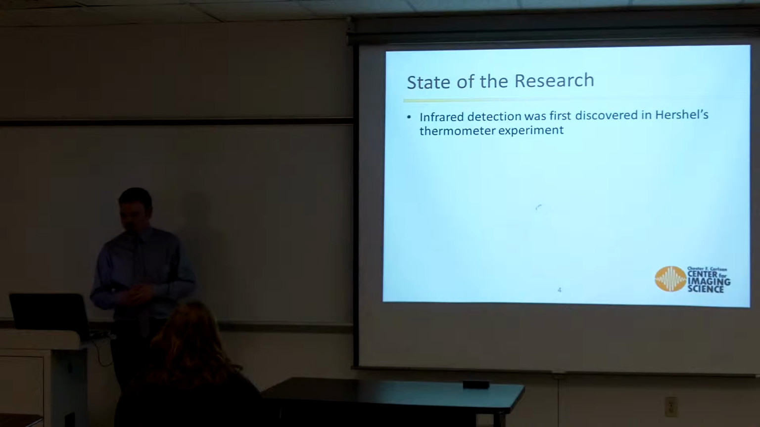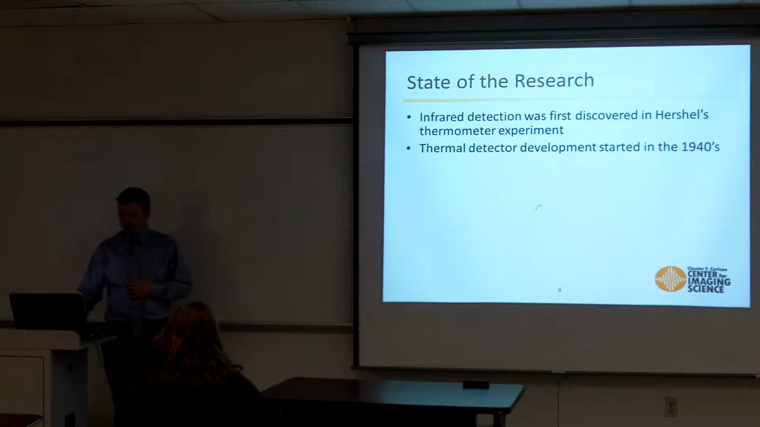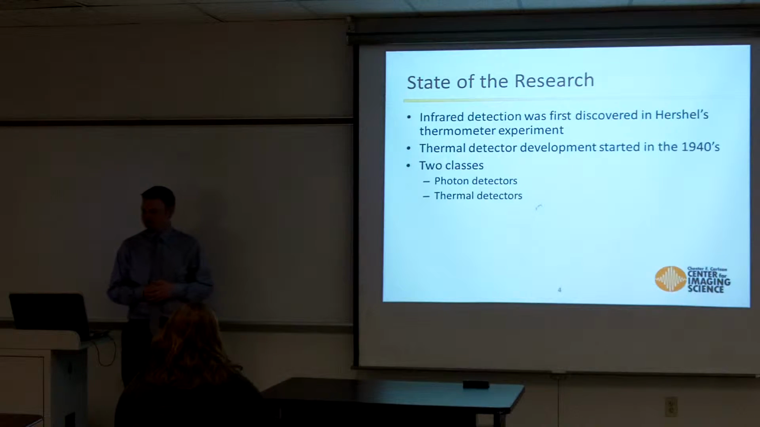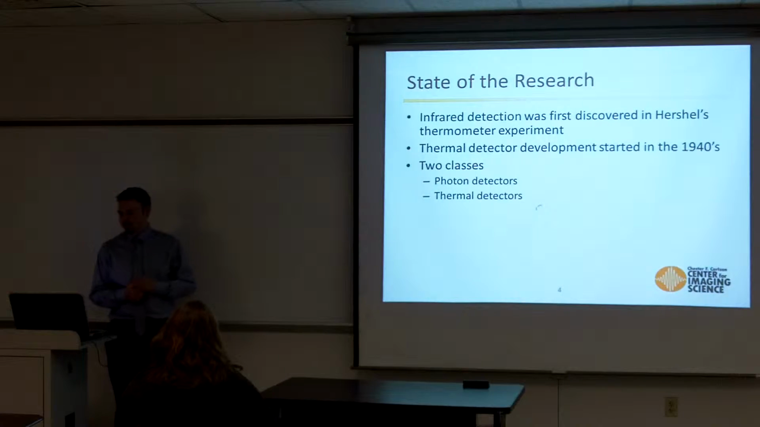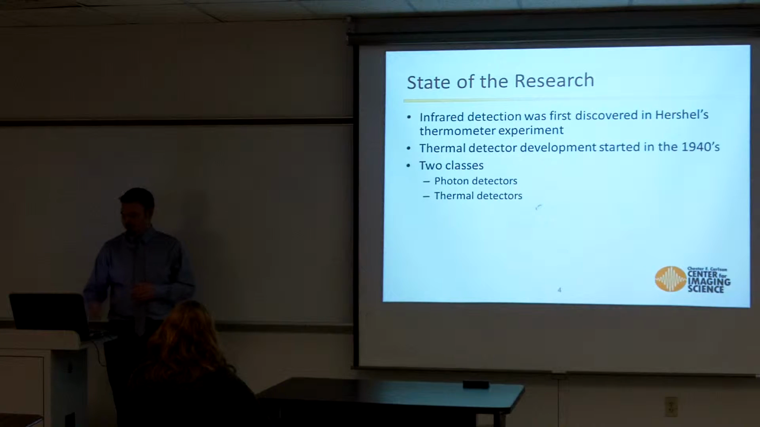So infrared detection was first discovered back with Herschel a couple hundred years ago with this thermometer experiment. Back in the 40s, thermal detectors started to become developed and become for scientific use. There's two classes that are commonly used: the photon detectors, which turn incident photons into electrons, and then the thermal detectors, which absorb the photons, taking a thermal change on the sensor and turning that into electronic signal.